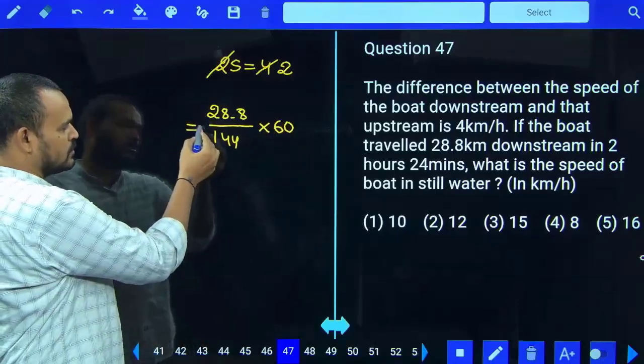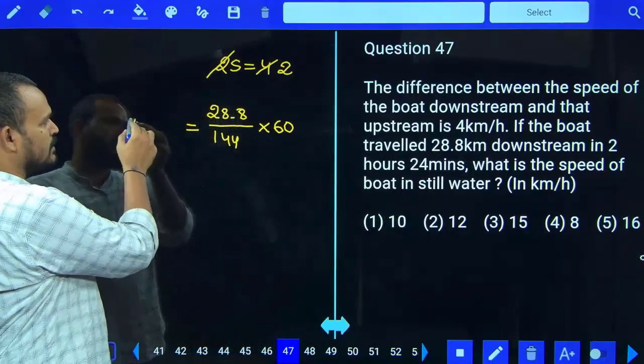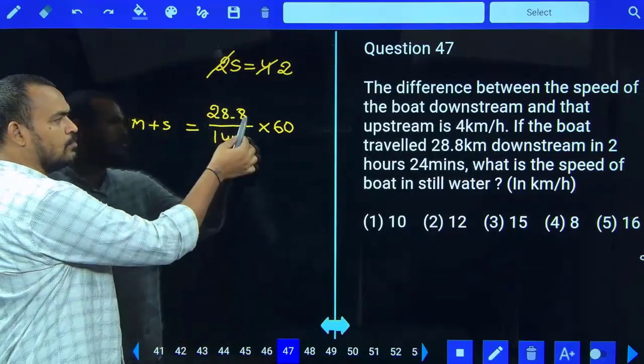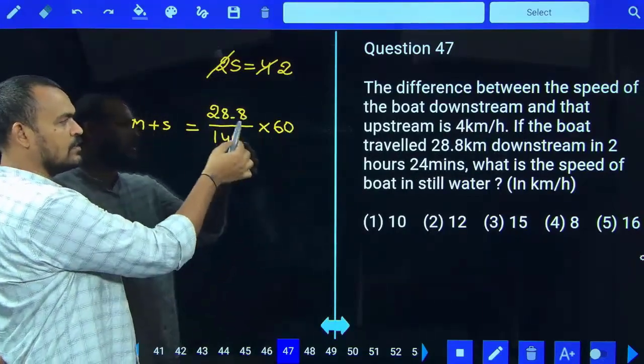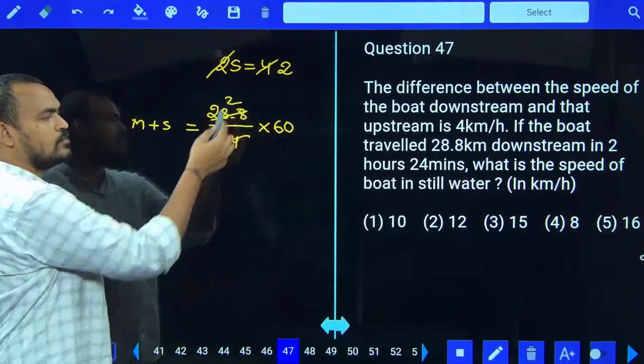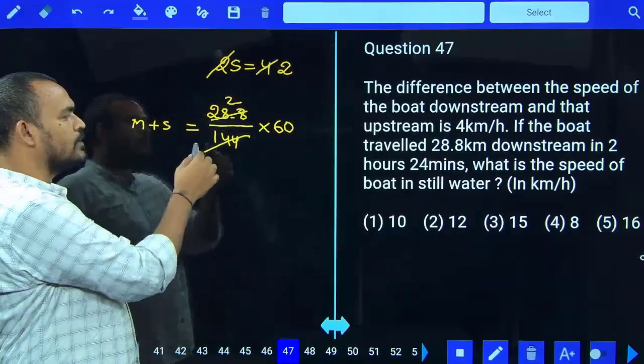Minutes converted to hours means dividing by 60. That is equal to which speed? Downstream. What is the downstream speed? M plus S. First of all, 28.8 multiplied by 60 can also be written as 288 multiplied by 6. 144 goes into it how many times? 2 times. 2 times 6 is how much? 12.